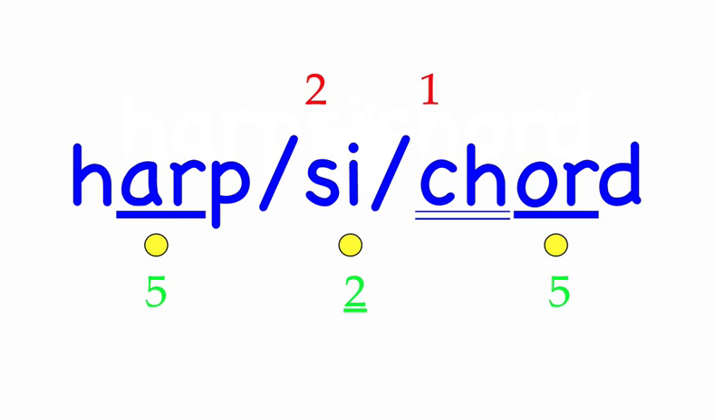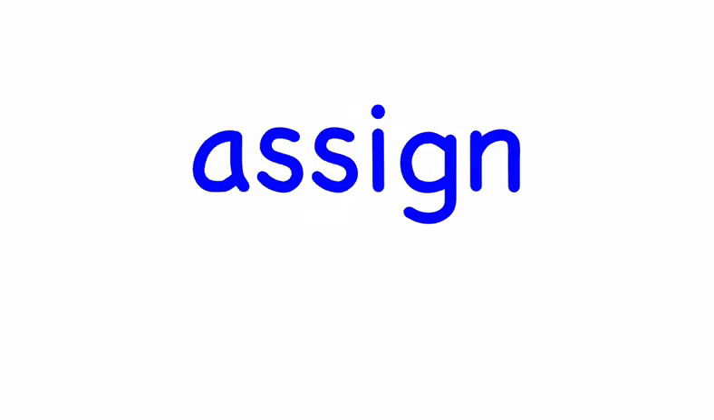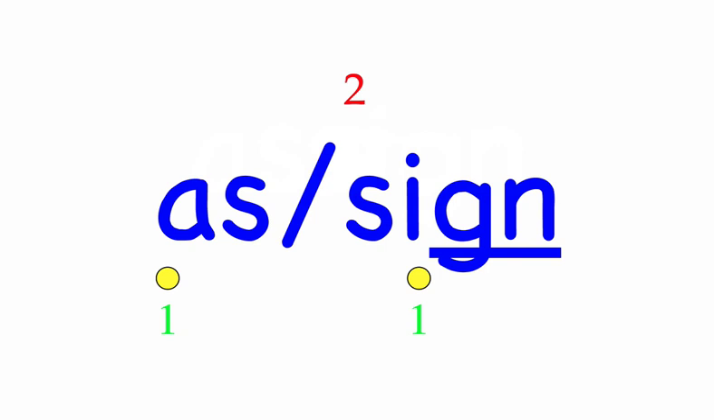Assign. The instructor will assign your place to sit in the room. Ass-sign. Two syllables. First syllable, ass, two sounds, A, S. Sign. Three sounds. S-I-N. Ass-sign. Mark the word.